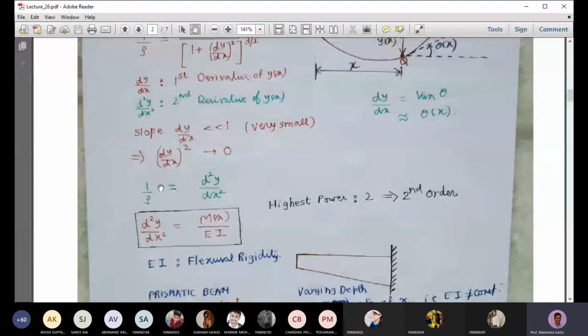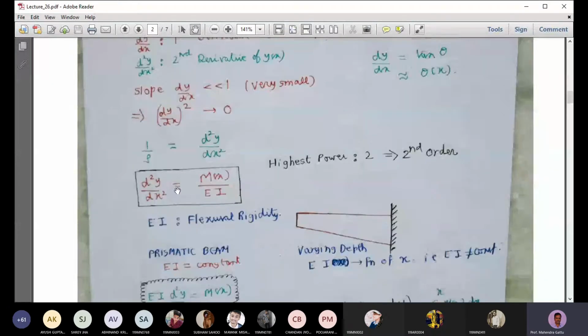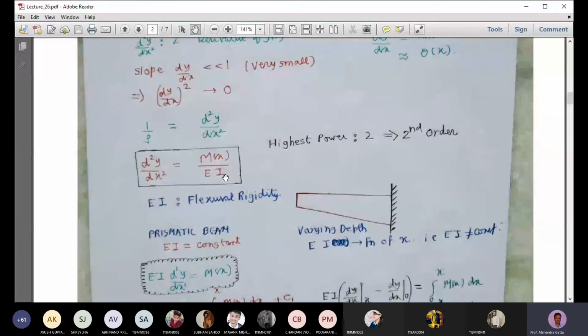This is a differential equation, and what we can do is replace 1 by rho with M by EI. So we get this equation: d square y by dx square is equal to M of x by EI. Here the highest order of the differential is 2, so it is a second order differential equation.